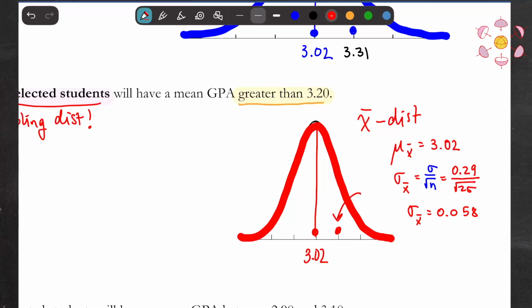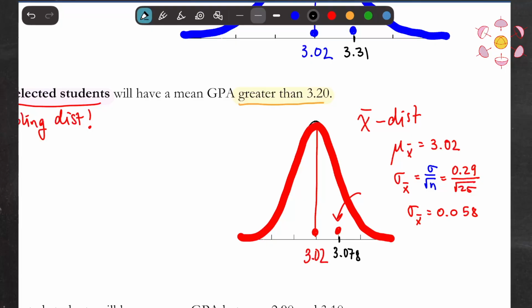So when I add that last number, 0.058 plus 3.02, sorry, I'm doing this off screen here, we've got that this number right here, our first tick mark, is actually 3.078 right here. So you can already see that the 3.31 was one standard deviation above, but that's with the original distribution. With the sampling distribution, where it's way more narrow, it's 3.078. So much closer together. Okay, why is that?